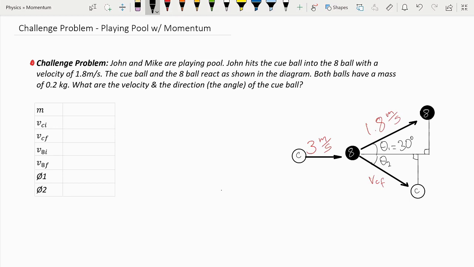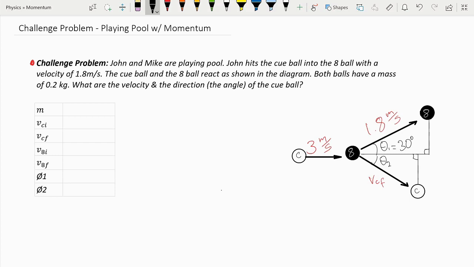So John and Mike are playing pool. John hits the cue ball into the 8 ball with a velocity of 1.8 meters per second. The cue ball and the 8 ball react as shown in the diagram. Both balls have a mass of 0.2 kilograms. What are the velocity and direction of the cue ball?